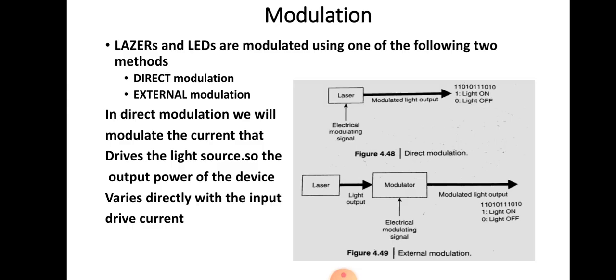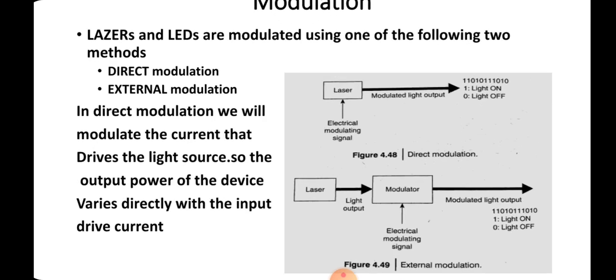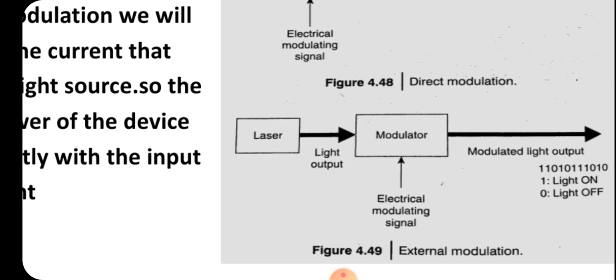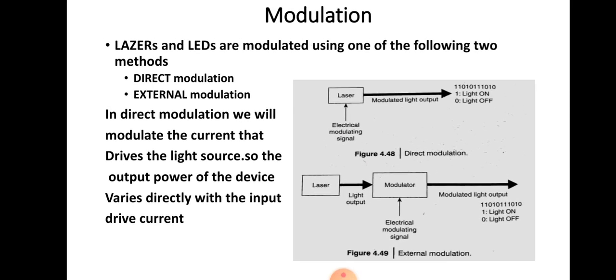And next we will discuss modulation. Usually the lasers and LEDs used in telecommunication applications are modulated using one of two methods: direct modulation and indirect, or external, modulation. The figure shows the two: the figure above shows the direct modulation scheme, and the figure below shows the external modulation scheme. In the case of direct modulation, we modulate the current that drives the light source.